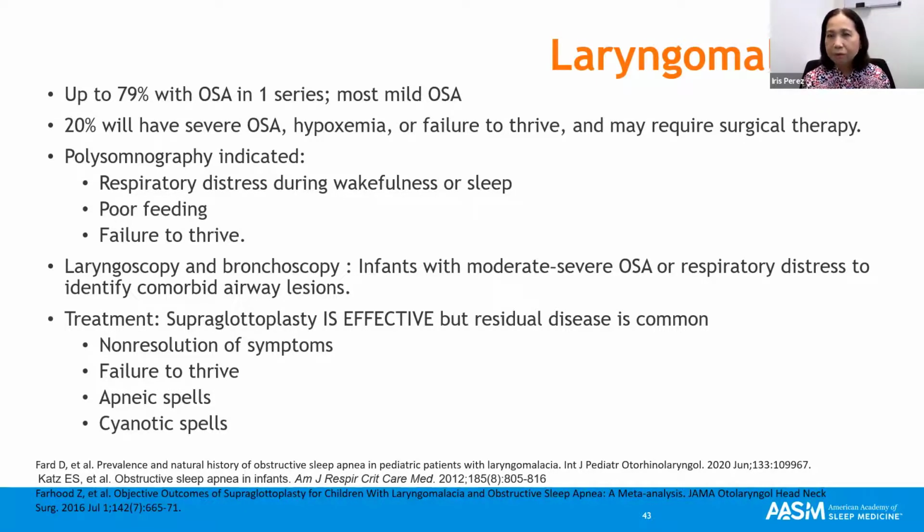So the treatment for those who have failure to thrive or moderate to severe OSA can include supraglottoplasty, and this has been found to be effective, but is commonly associated with residual disease. And the indications for the surgical intervention are noted here.